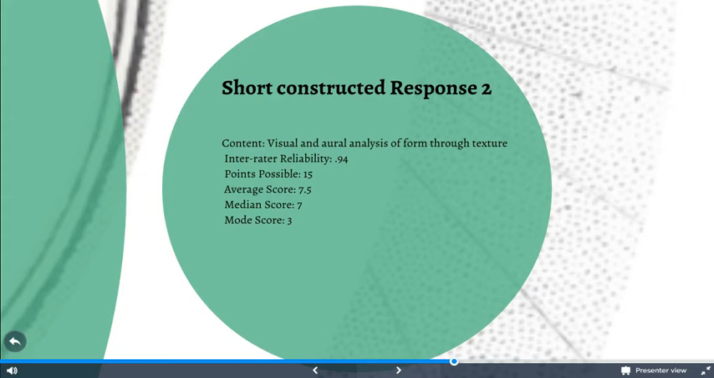So for this, our inter-rater reliability was 0.94. We had a rubric that went along with this, and Mark and I had very, very similar answers when we graded them. So yeah, 0.94, it worked out to be pretty good.